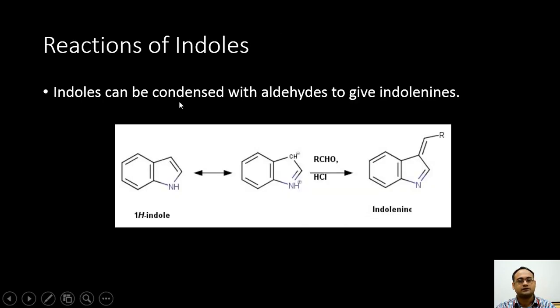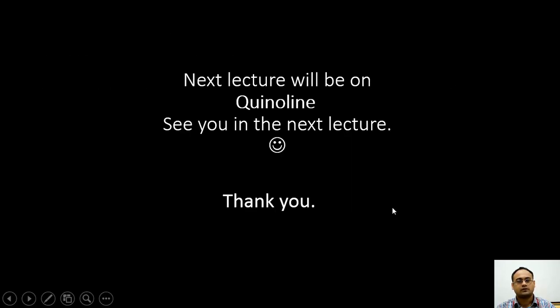Further, indoles can be condensed with aldehydes to give indolenines. Here, as I said earlier, this molecule can be thought of as existing in two tautomeric forms, in which the lone pair on the nitrogen participates in forming that bonding pair and therefore the nitrogen gets a positive charge, whereas this carbon gets a negative charge. This can attack the electrophilic carbon centers in carbonyl compounds and form carbon-carbon bonds, and thus result in the formation of indolenine. So in the next lecture we will study quinoline and its derivatives.